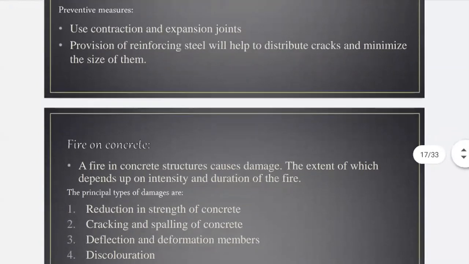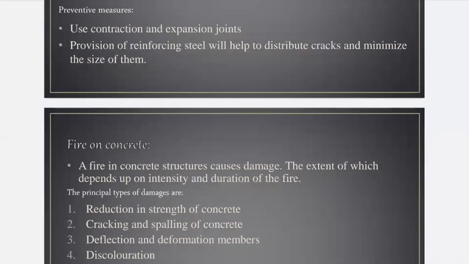Now, what preventive measures can you take for these cracks? Generally, use contraction joints along with expansion joints. There are two types of joint. First one is a contraction joint, second one is an expansion joint. So you should use the contraction joint at your expansion joint.